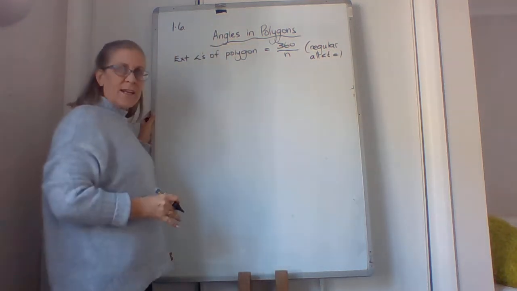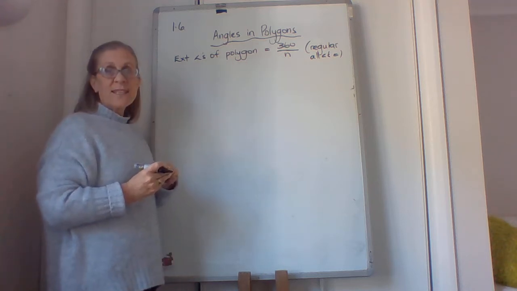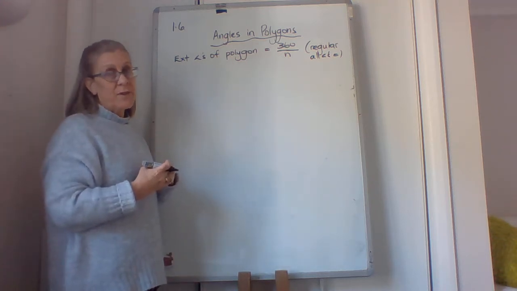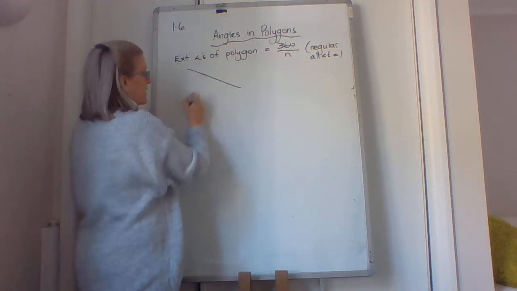If it's not regular, we know that the exterior angles all add up to 360, but we have to be given all but one of them. So what does this look like? Let's do it with a quadrilateral.